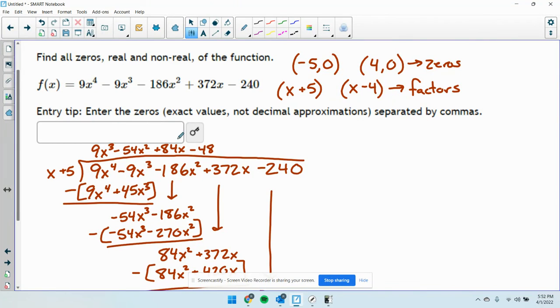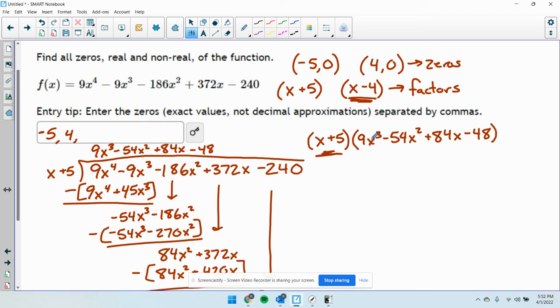So I can divide this polynomial by this factor. So this thing becomes x plus 5 times 9x to the third minus 54x squared plus 84x minus 48. And then you would just take this part here, the quotient, and divide it by this factor now. Ignore this guy. That's just going to mean one of our zeros is x equals negative 5. One of our zeros is going to be x equals 4.